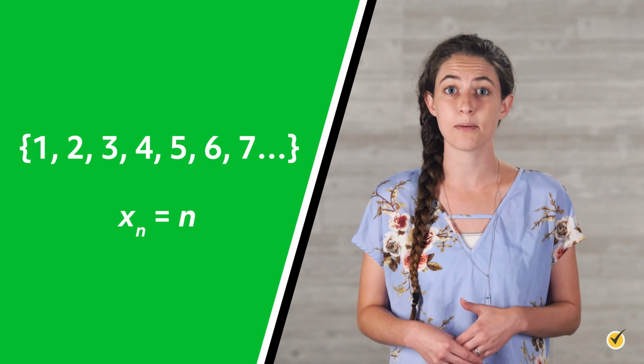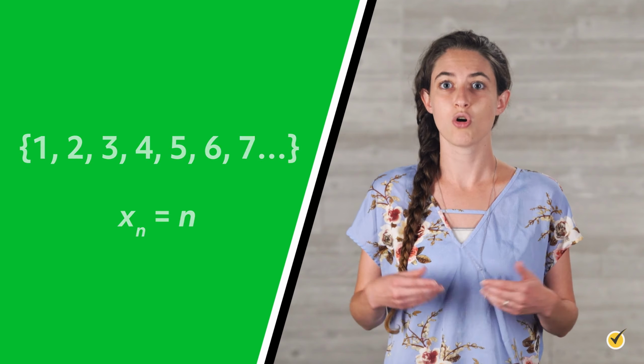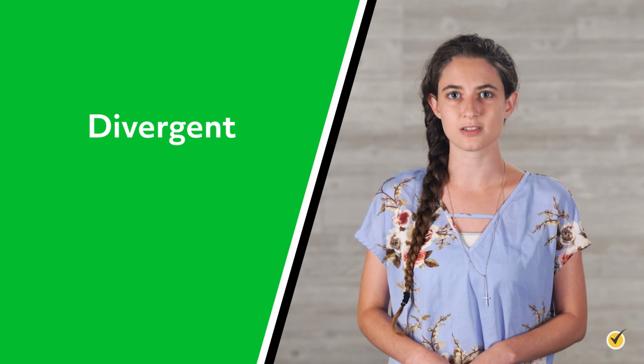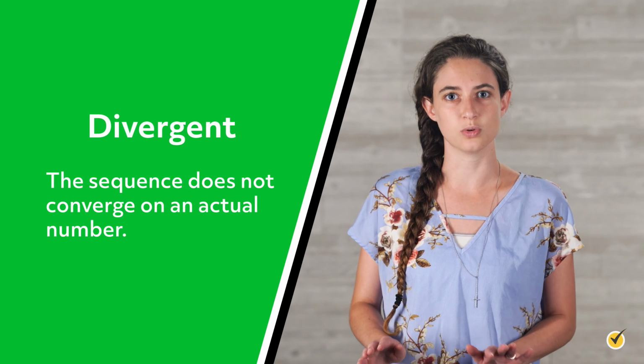To find the limit of a sequence, we need to think about what will happen as n gets bigger and approaches infinity. In this case, it's obvious. The value of the sequence will also approach infinity. But since infinity isn't really a number, this sequence does not really have a limit. In math language, that means that it diverges. Or we can simply say it is divergent. This simply means that the sequence does not converge on an actual number.